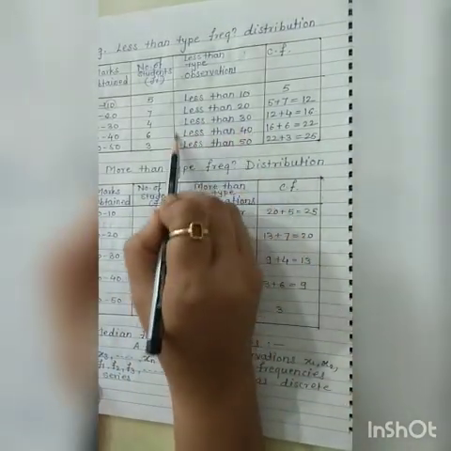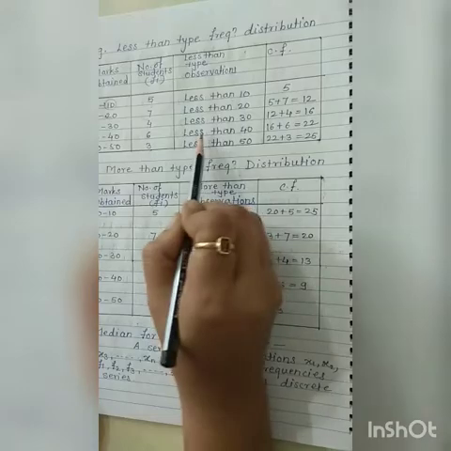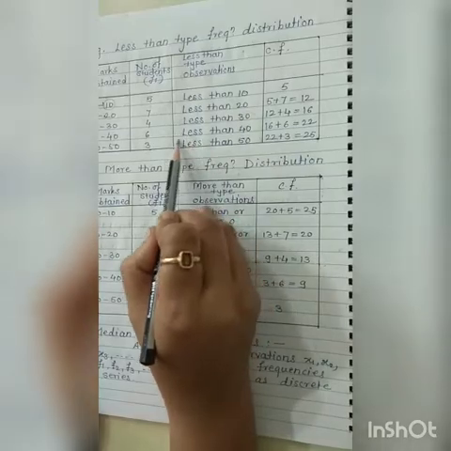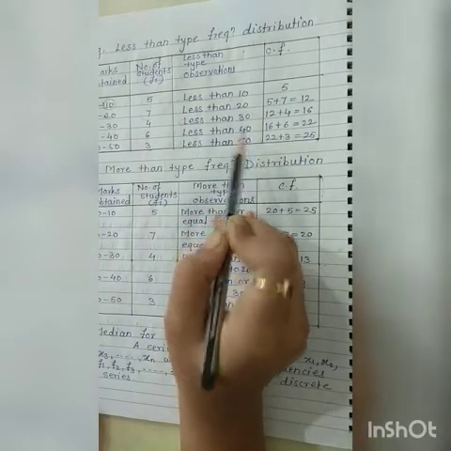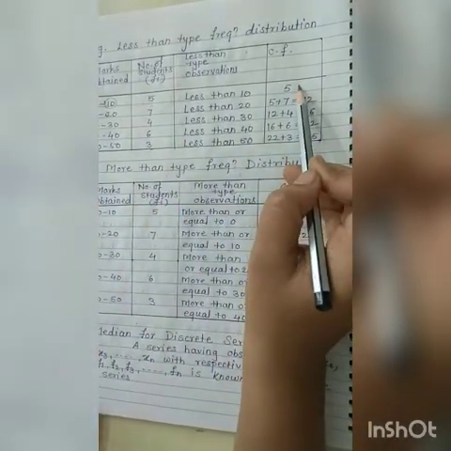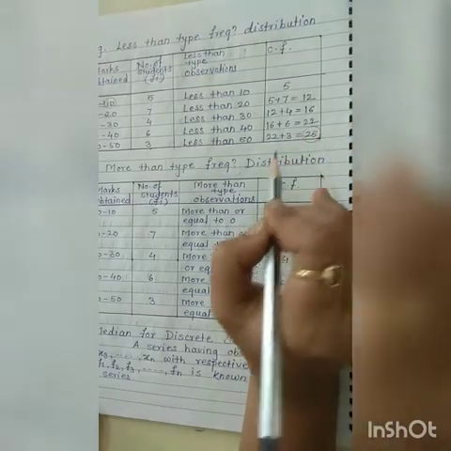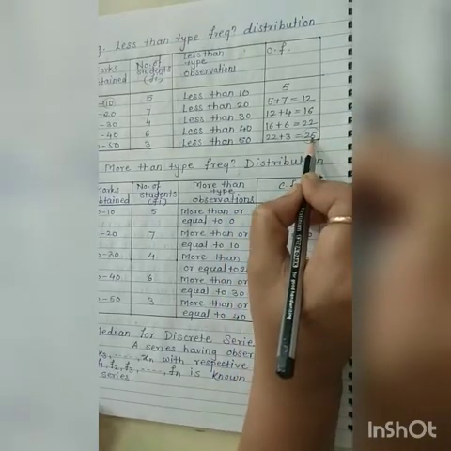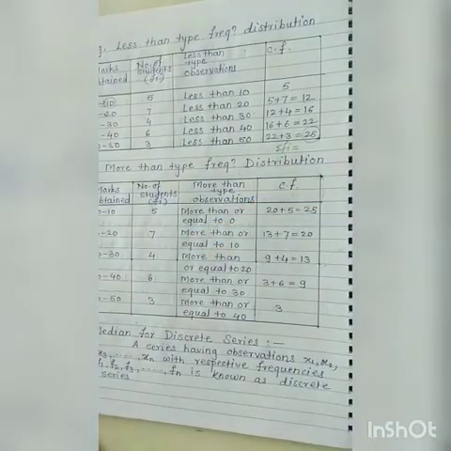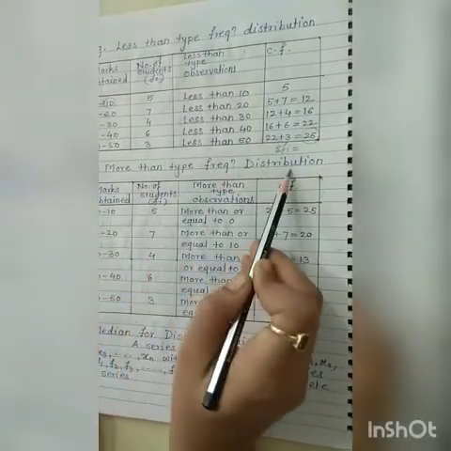Now the same for the next two class intervals. Here the 30 to 40 class interval we have converted into less than 40, and the 40 to 50 class interval we have converted into less than 50. So every time we have to add these frequencies from the first class interval to the last class interval. The total we get in the last class interval of the cumulative frequency is our summation Fi, that is the total of all frequencies.